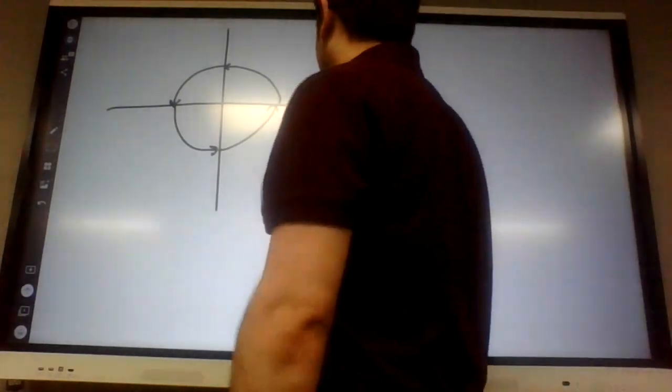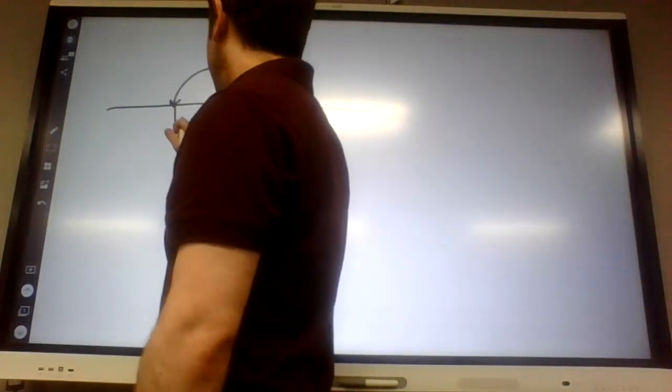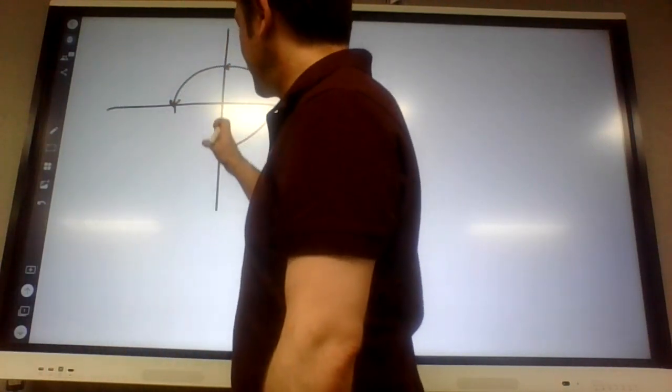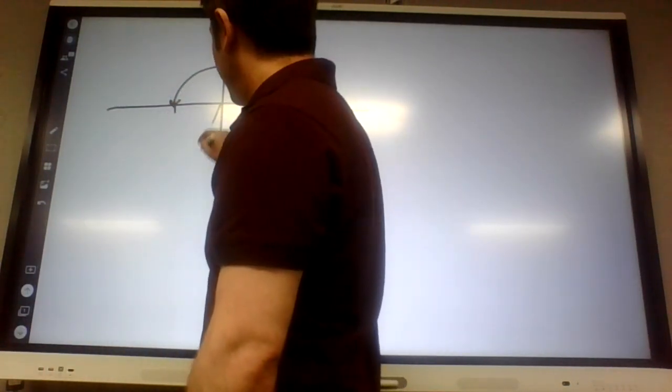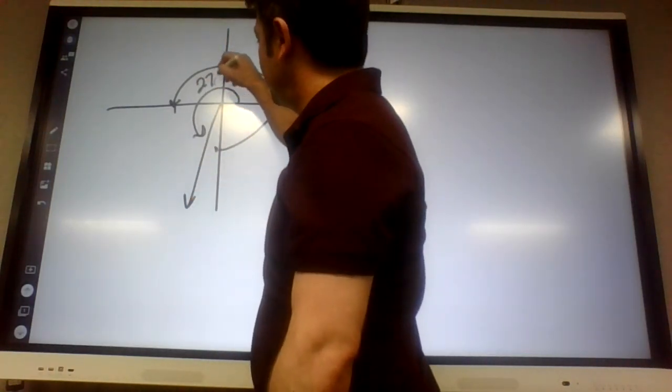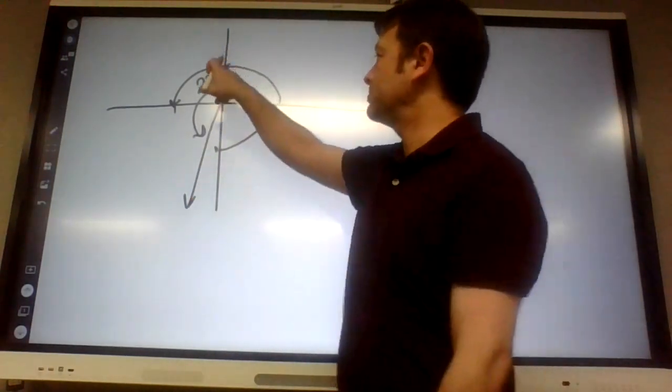Okay, yeah, that's right. And then how did we find the reference angle? So let's say I had like a 250 degree angle. Where would that be? Well, if this is 270, 250 would be 20 degrees off. But what's its reference angle? 70.